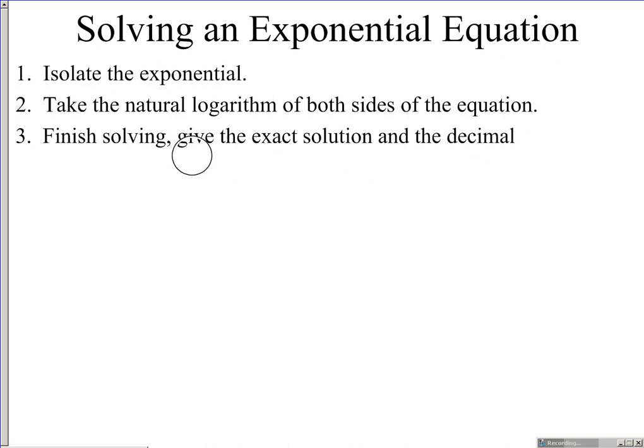The only thing you need to make sure that you're doing is that you are giving both the exact solution in terms of whatever the logarithm is, as well as the decimal approximation that you're going to get from the calculator once you go ahead and you plug that in.